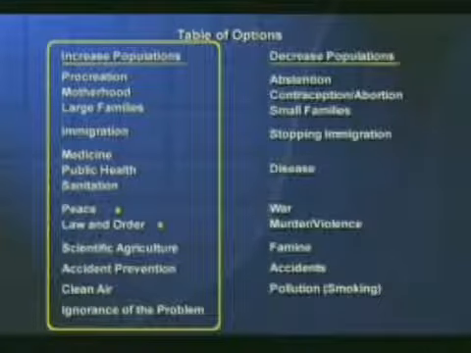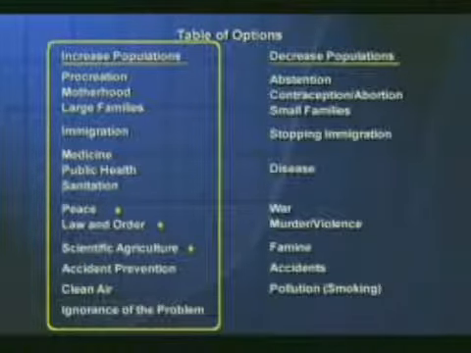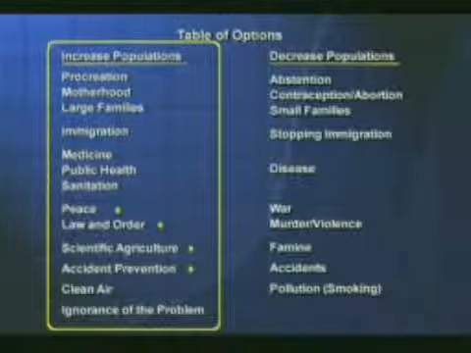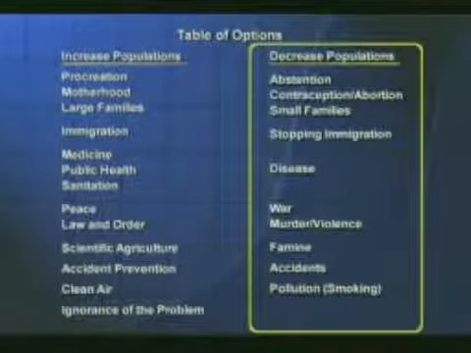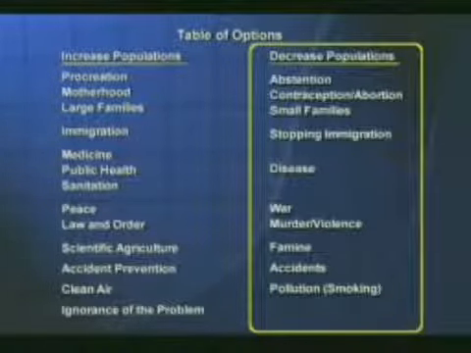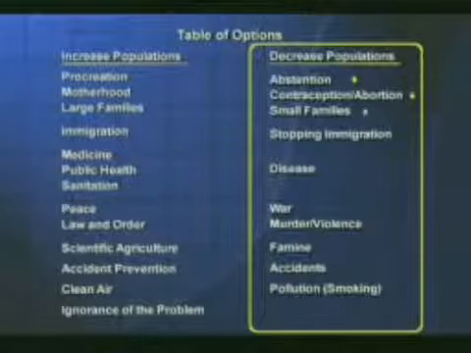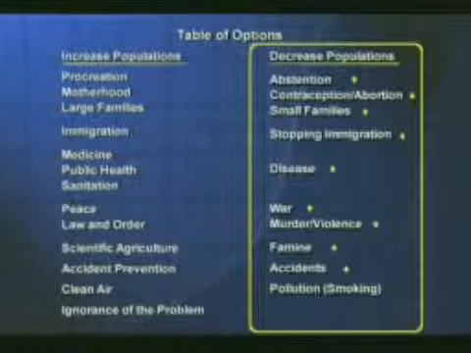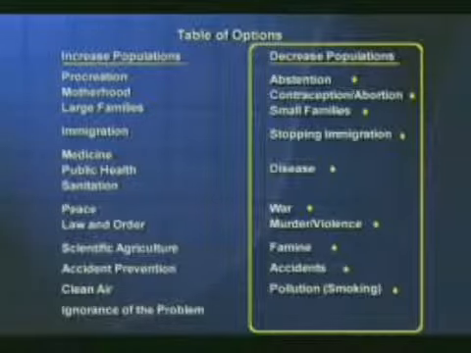There's peace, law and order. Scientific agriculture has lowered the death rate due to famine. That just makes the population problem worse. The 55-mile-an-hour speed limit saved thousands of lives. That makes the population problem worse. Clean air makes it worse. Now, in this column are some of the things we should encourage if we want to lower the rate of growth of population and in so doing help solve the population problem. Well, there's abstention, contraception, abortion, small families, stop immigration, disease, war, murder, famine, accidents. Now, smoking clearly raises the death rate. Now, that helps solve the problem.